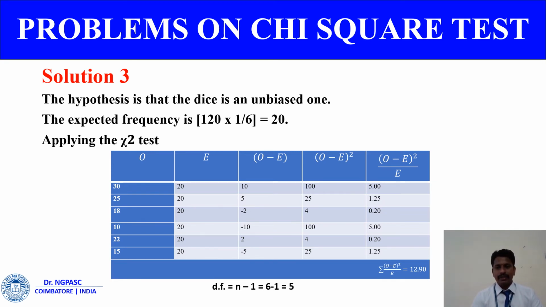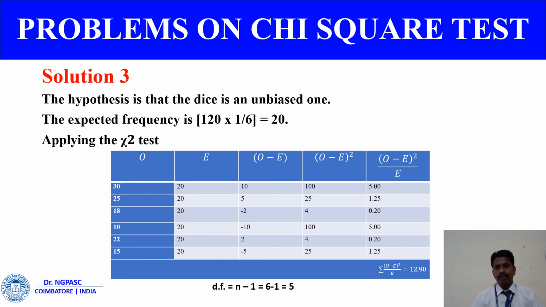Applying the chi-square test, the expected frequencies are all equal: 20, 20, etc. To calculate observed frequency minus expected frequency: 30 minus 20 equals 10, 25 minus 20 equals 5, 18 minus 20 equals minus 2, 10 minus 20 equals minus 10, 22 minus 20 equals 2, 15 minus 20 equals minus 5.